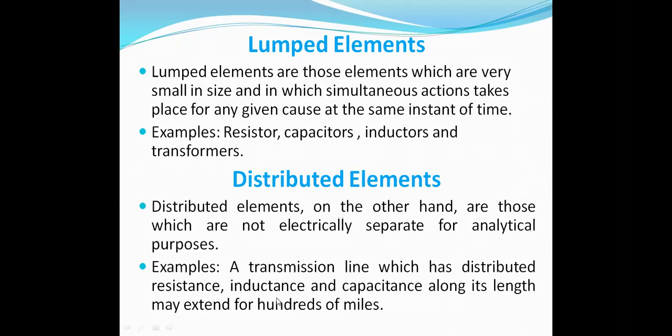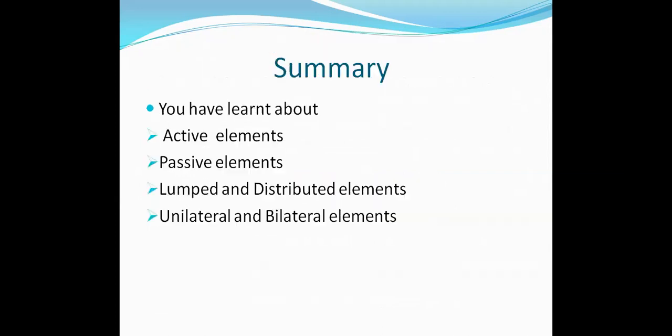A transmission line is an example of a distributed element, which has its resistance, inductance, and capacitance distributed along its length, which may extend for hundreds of miles. As I said, distributed elements cannot be easily removed or electrically separated from the system because they are distributed over a long distance. But lumped elements can be easily separated or removed from the system, and can be replaced easily.